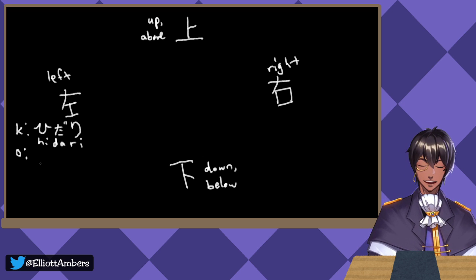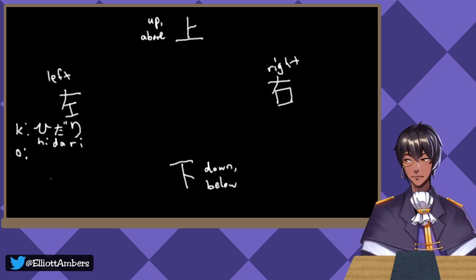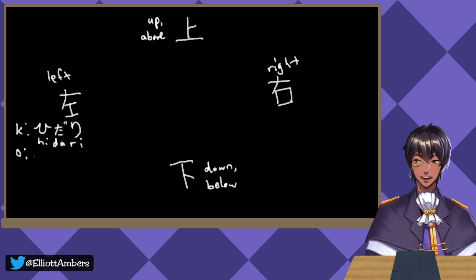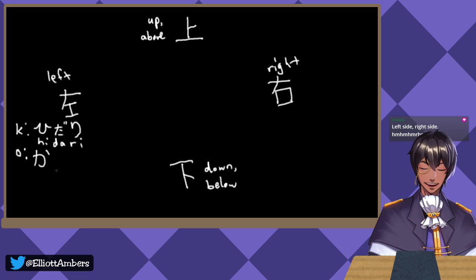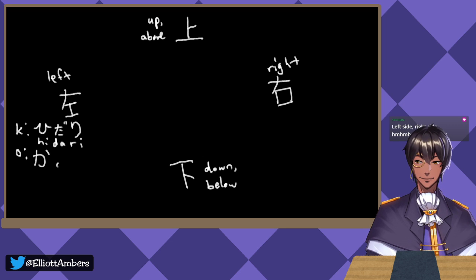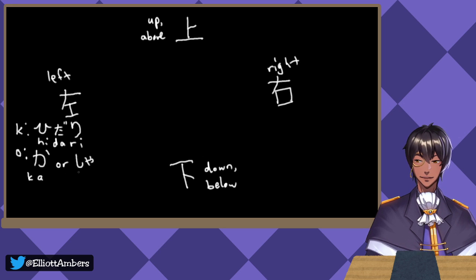Meanwhile, if you're talking about directions in general, usually this has to do with compound words, but I've noticed in my studies that a lot of compound words involving left and right still end up using the Kunyomi reading. So I'm just going to put this here for the sake of putting it here. The Onyomi reading is sa, or sha. So left side, right side.